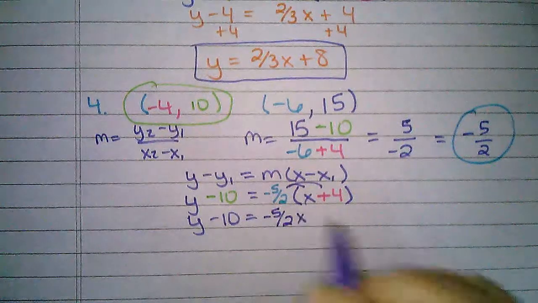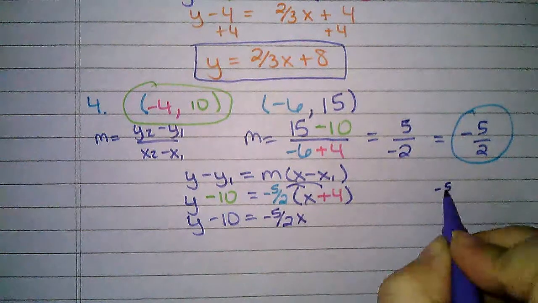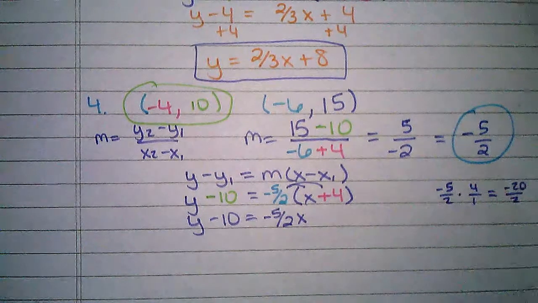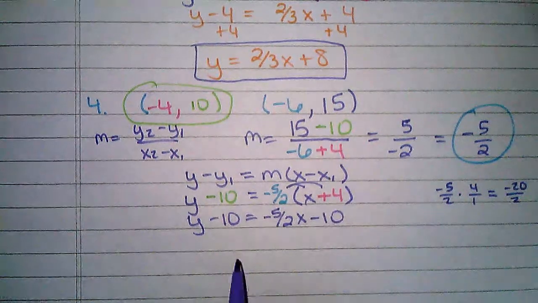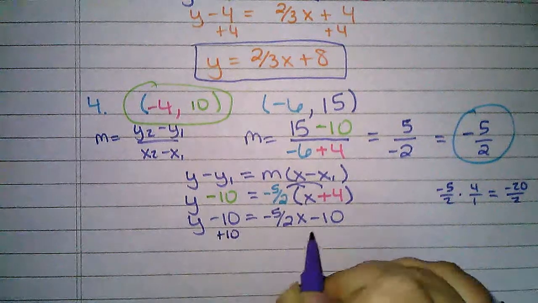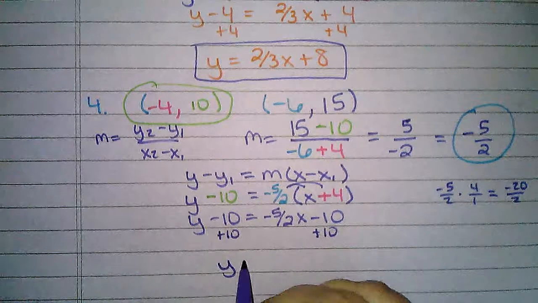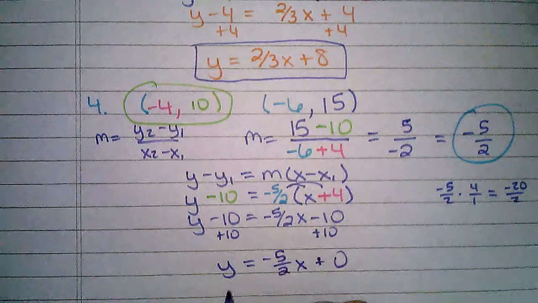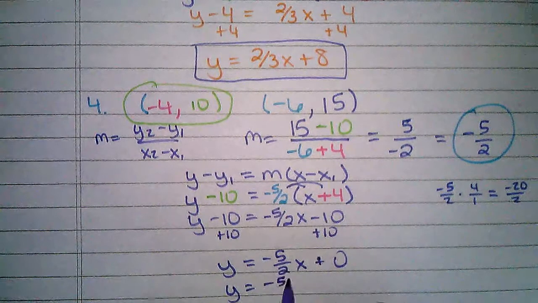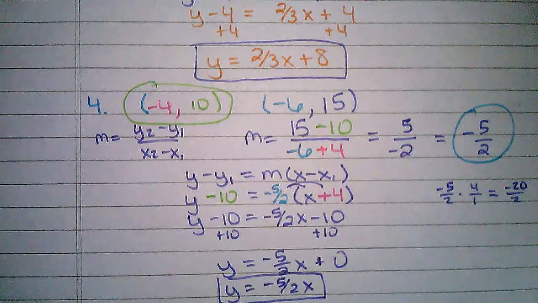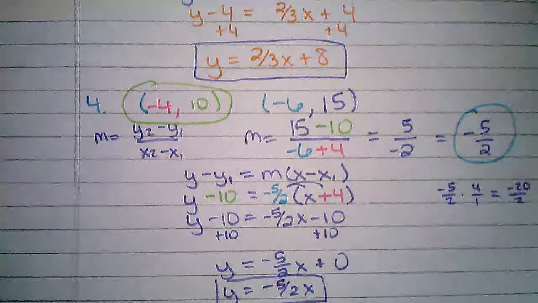-5/2 x, and let's see, -5/2 times 4, so that's going to be -20/2, so -10. Please don't think that that's a pattern, that those are always going to be the same number. That's just a fluke in these two problems. So -5/2 x plus 0. Okay, so I guess I could have written it as just -5/2 x, and it would have a y-intercept of 0. Okay, 4 is done.